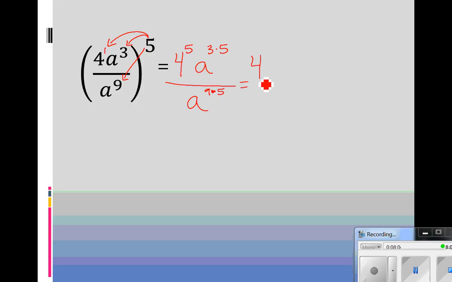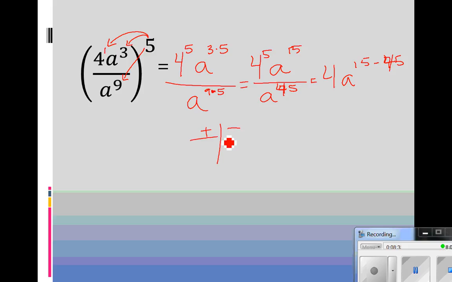So we have 4 to the 5th, a to the 15th, over a to the 45th. We're going to leave the 4, but we do have the a's that are like bases, so we can do the subtraction rule for the quotients. So 4a to the 15 minus 45, and we've already done this math problem, but I can still make a t-chart. 15 and 45. The difference is 30, and it's again negative, so negative 30.